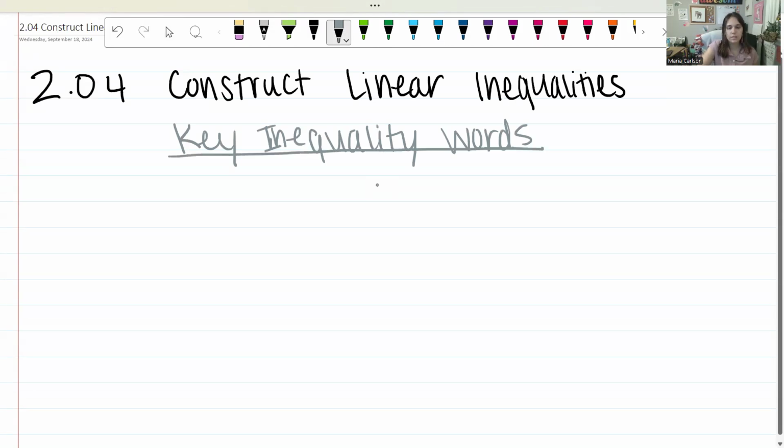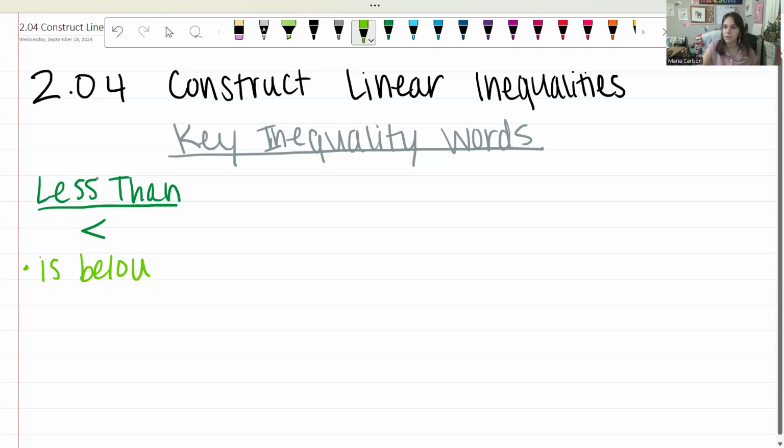So, let's start with less than. Do that in green. So here is our less than symbol. Some other words you might hear associated with less than is below. 3 is below 4. 3 is less than 4. Under. If I have $5 to spend, my goal is probably to spend under $5, right? I want to spend less than $5 if I want to have some money left over. Lower than also is associated with less than, or fewer than. There are more too. These are just some examples.